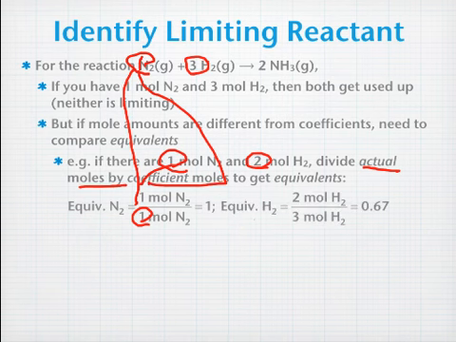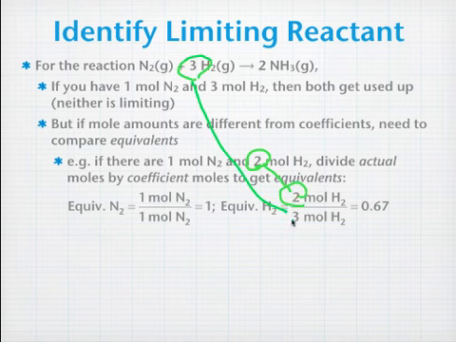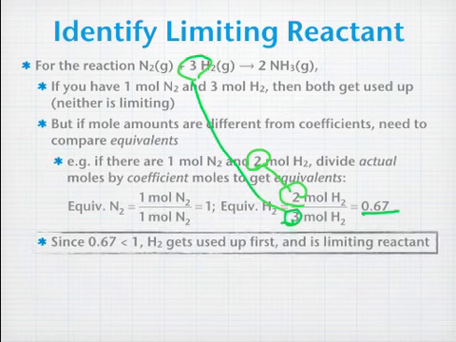For hydrogen, I'm going to do the same thing. In this case, I was given 2 moles of hydrogen, which I'm going to put up here, and I have 3 moles of hydrogen as my stoichiometric coefficient, and so 2 out of 3 means I only have 0.67 equivalents of hydrogen. As you can see, 0.67 is less than 1, and because there are fewer equivalents of hydrogen, we have hydrogen as the limiting reactant.